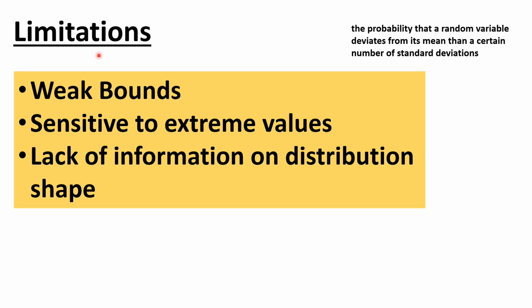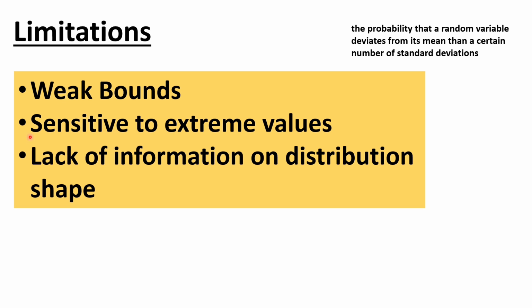Now we will see what are the limitations or remarks or disadvantages of Chebyshev's inequality, so that we will complete the whole Chebyshev's inequality. Okay. The first limitation is weak bounds. Now what does Chebyshev's inequality give? The probability that a random variable deviates from its mean by a certain number of standard deviations. This actual probability will be small, its value will be small. But Chebyshev's inequality gives a greater value. This actual probability is less, but the upper bound that is provided by this inequality is greater. That's why this is a limitation. This is called weak bounds.